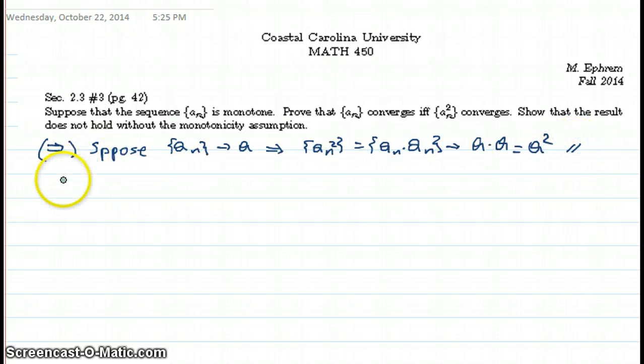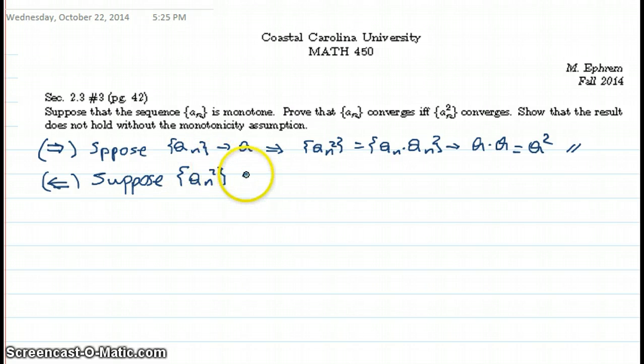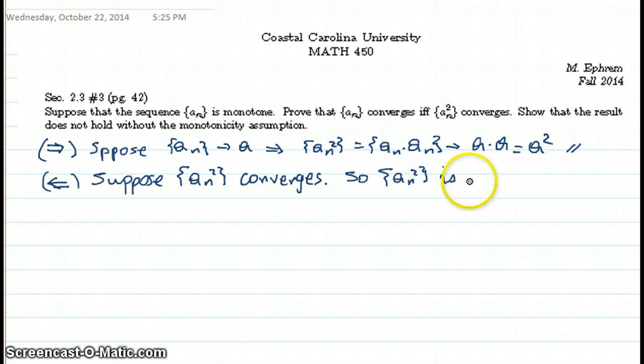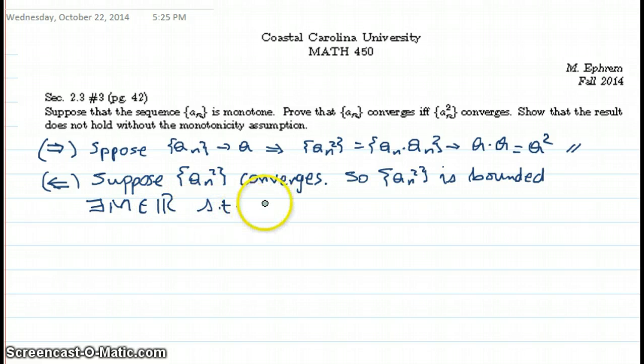Okay? To show the if side, let's suppose that a_n squared converges. So it is bounded, because every convergent sequence is bounded. Let's say by M. So then there exists an M such that a_n squared is less or equal to M for each n.